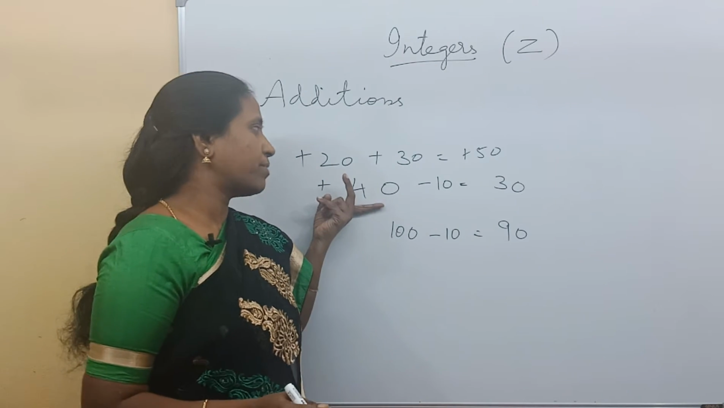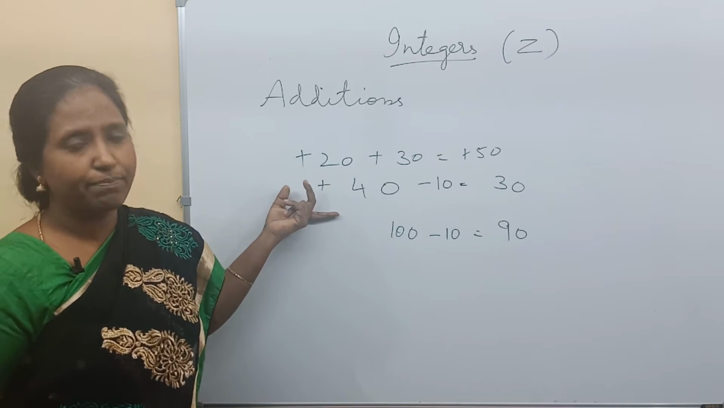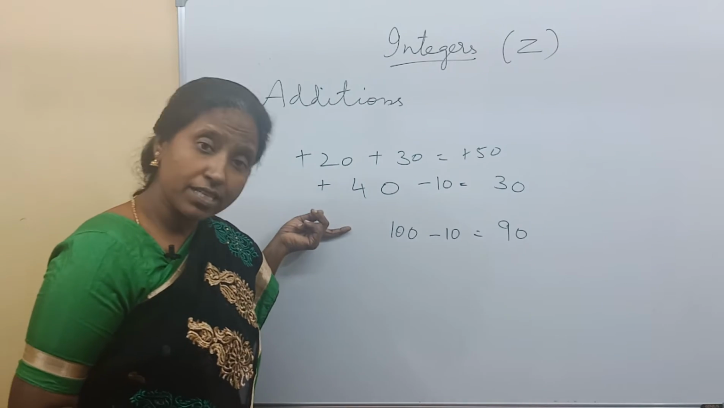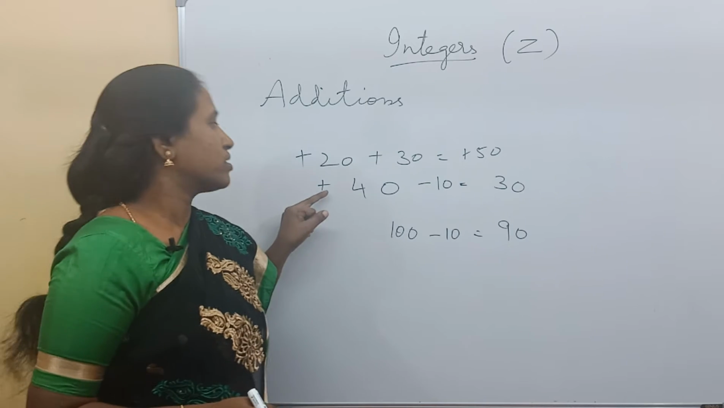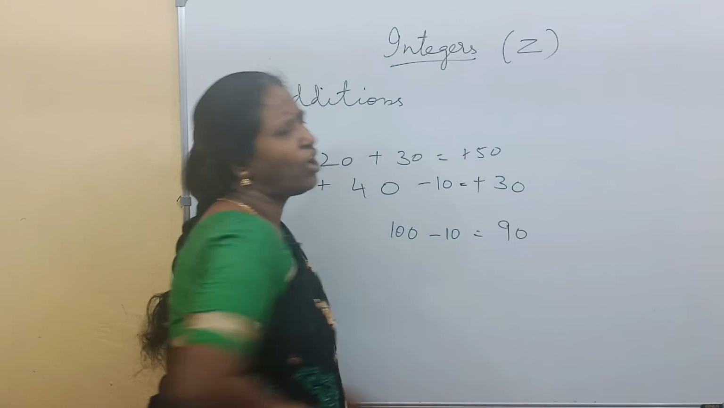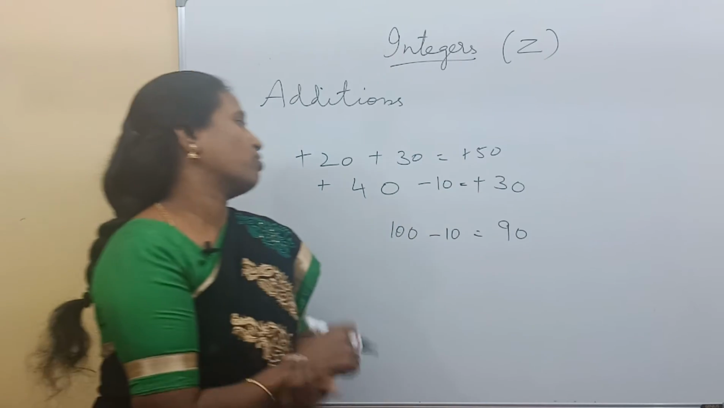Then put the symbol of the bigger number. What is our bigger number here? 40 is our bigger number. What is the symbol? If there is no symbol, that means plus is understood. Okay. So what's the symbol of 40? Plus. So our answer is plus 30, or you can ignore the plus also.